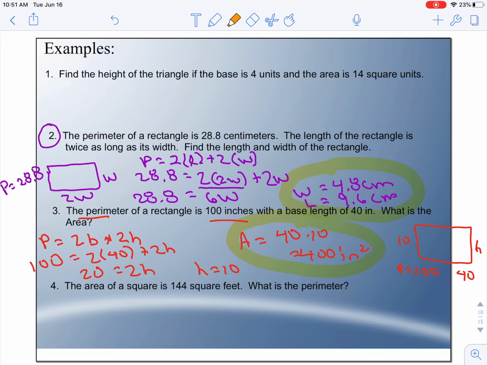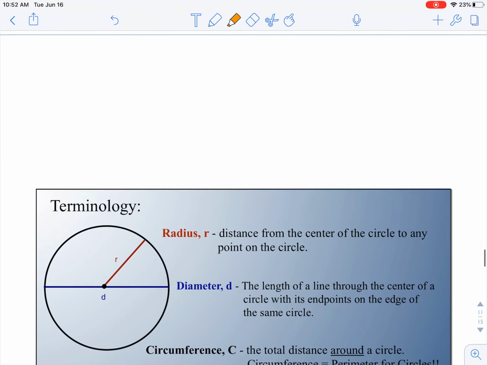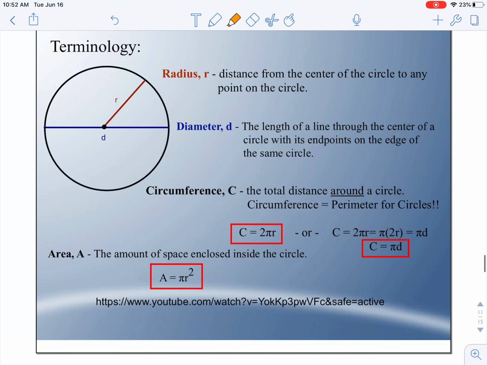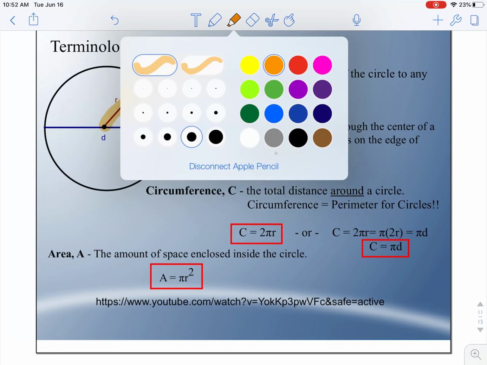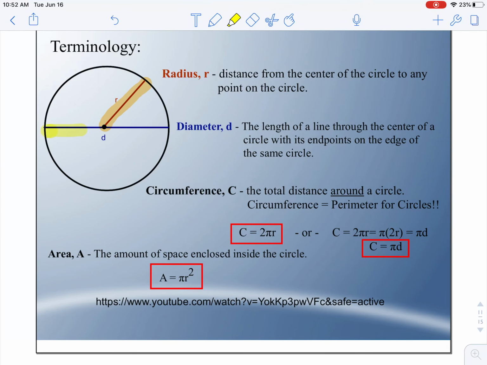All right, so let's move on to circles. Here's some terminology for circles. We have radius, r, which is the distance from the center of the circle to any point on the circle. The diameter is the length of the line through the center of the circle with endpoints on the same circle. So these are the formal definitions.